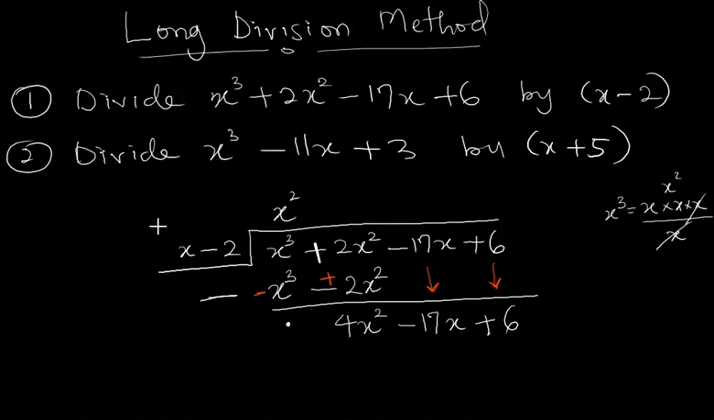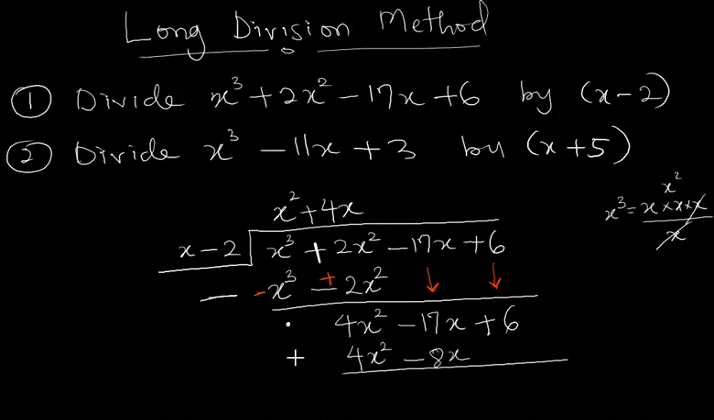So we have this as minus 17x plus 6. So we do the same thing. We have x divided into 4x squared. So we're going to have plus 4x. Again, we're going to use this x to multiply this again. We have 4x squared. And we're going to use minus 2 to multiply 4x. So we have minus 8x.